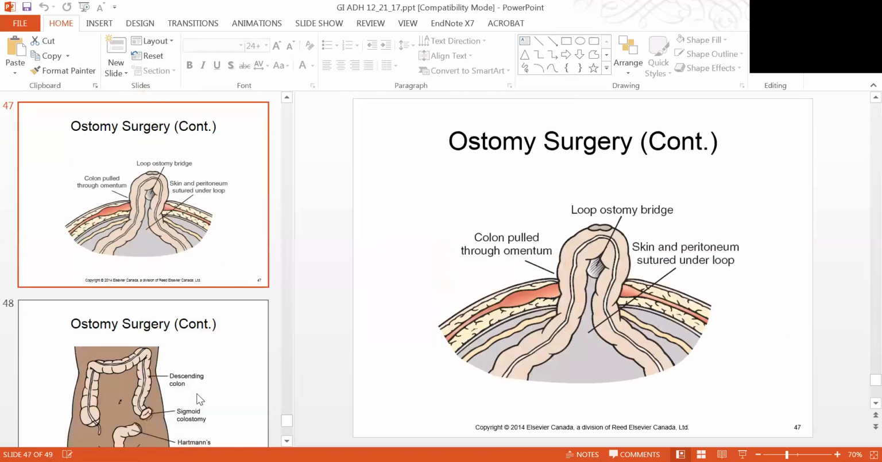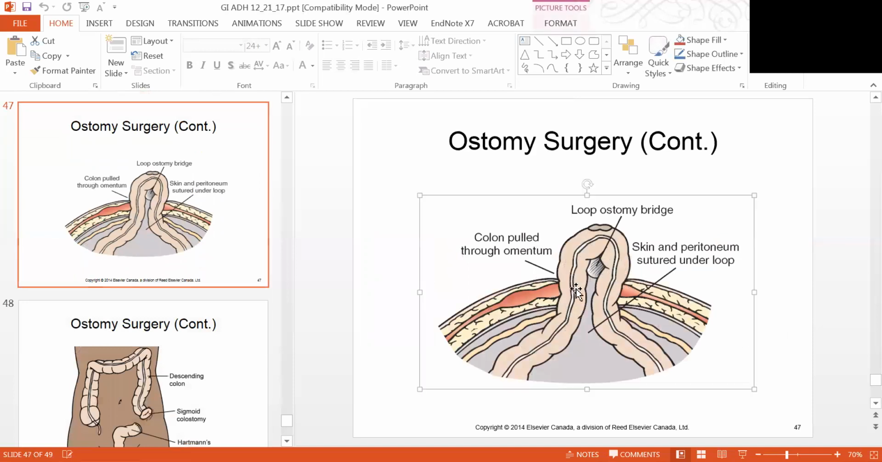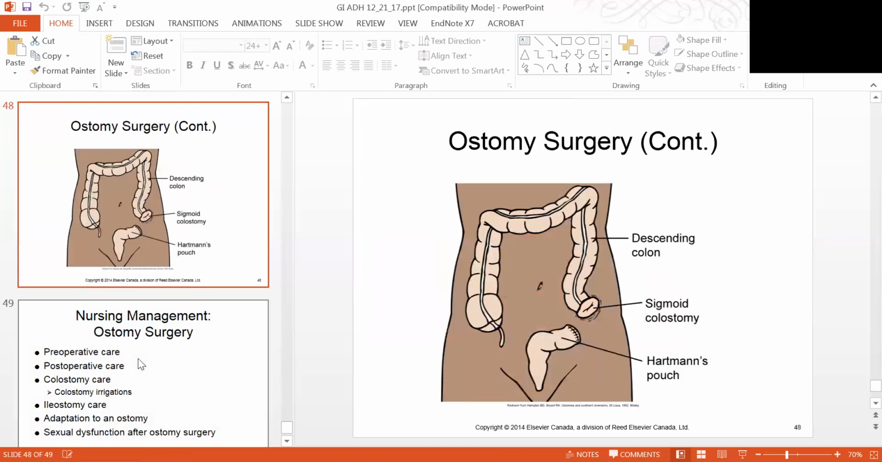So this is how a colostomy looks, and how it has to protrude from the abdomen. As you can see, it comes out. You want to make sure you have that sort of a protrusion so that you can put your appliance right on top of that. Again, this is just different locations of what they're doing.